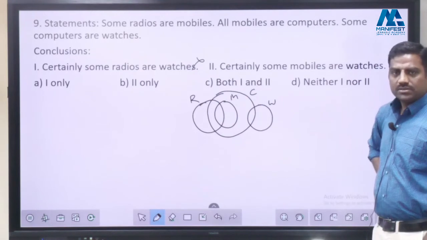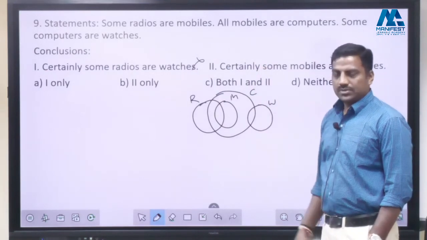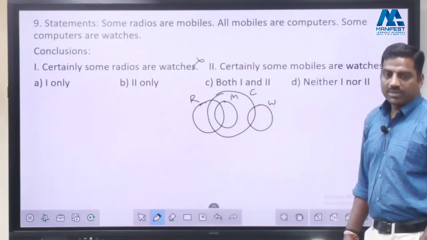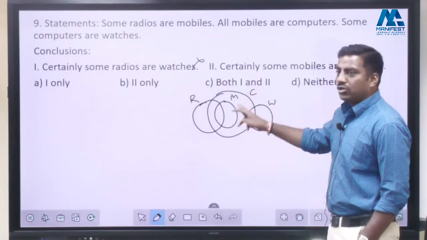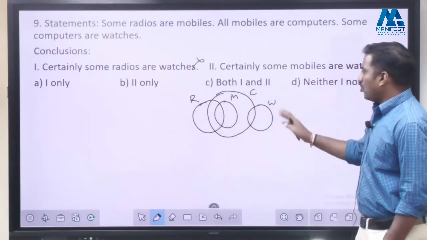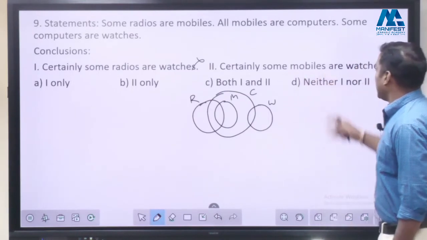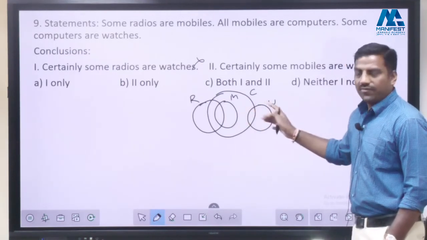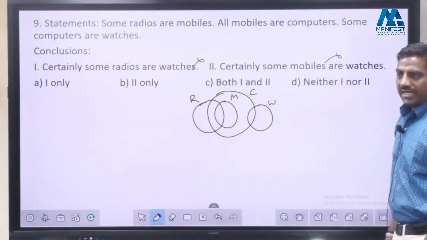Is it? See, mobile has a logical connection with radios. Some mobiles are radios, I can say. All mobiles are computers, I can say. Only that much I can say. And with this fact, I can say some of the computers are mobiles, and some of the radios are mobiles. But there is no logical connection between the mobiles and watches. So here, certainly some mobiles are watches? They are far off, no? They are far off. So, neither. Okay, fine.